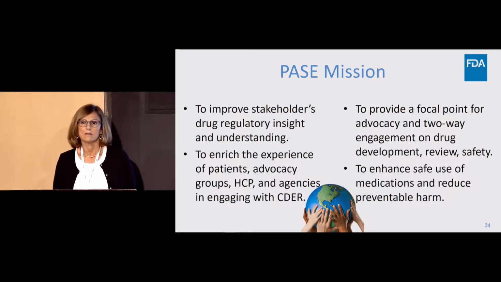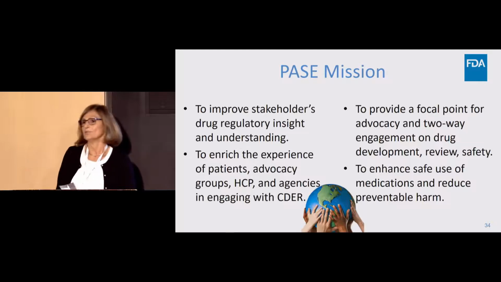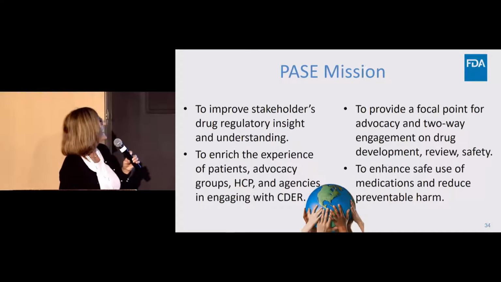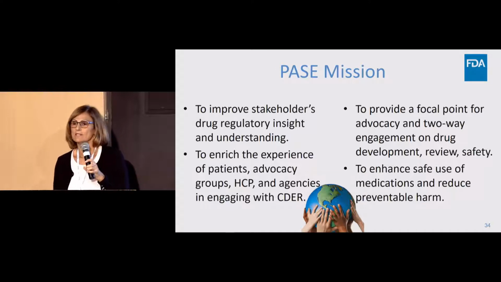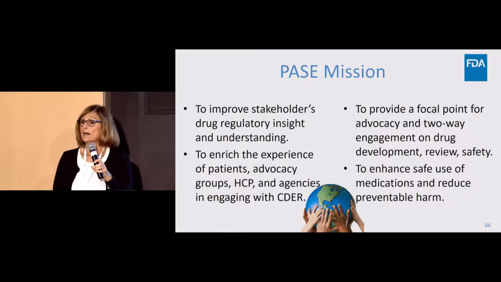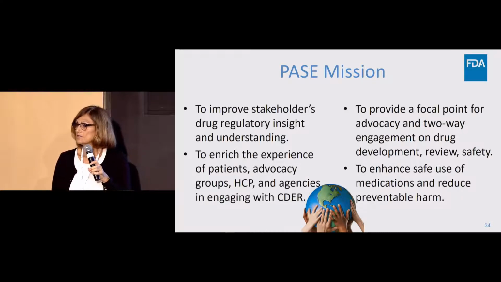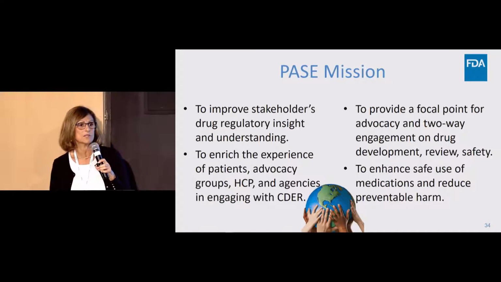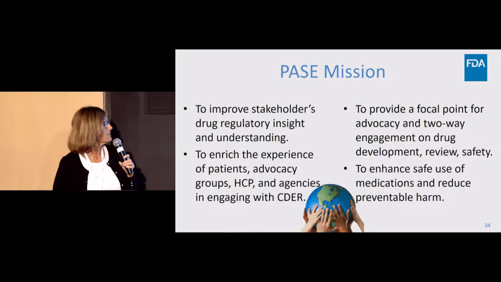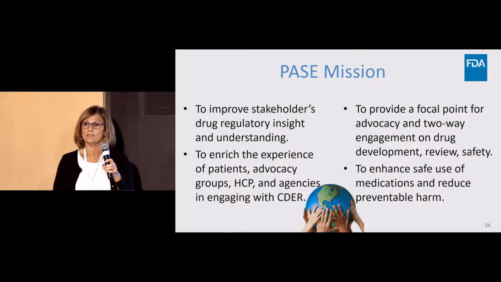Four to five years ago, our center director, Dr. Janet Woodcock, decided that it's very important to bring the external stakeholder voice into the drug approval process. Usually the divisions will be working with the sponsors, but not having any type of interaction or listening to the patient and patient advocacy groups and the professional societies. So we're really a focal point for advocacy and really a two-way engagement on the drug development, review, and safety.